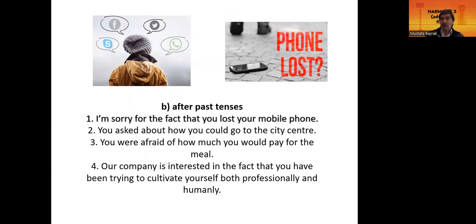2, you asked about how you could go to the city center. Yes. Yesterday, you asked about how you could go to the city center. You were afraid of how much you would pay for the meal, because the first part is simple past, the second part has to be in past tenses, past of will, for example. Good. Yesterday you were afraid of how much you would pay for the meal. You remember that moment, for example?